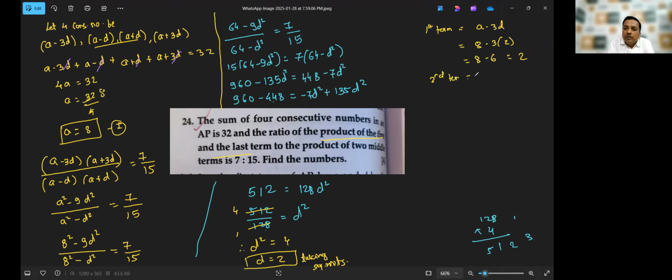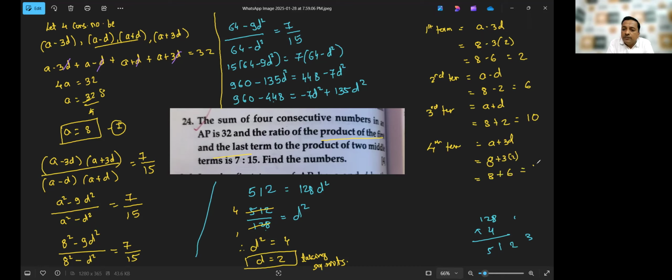Second term, that one is a minus d. 8 minus 2, that is 6. Third term, that is a plus d. So you have to write this, सब लिखना है तुम लोगों को, 10. And then fourth term, that is a plus 3d. तो क्या होगा? That is 8 plus 3 into 2, तो 8 plus 6, that is 14. तो सम सॉल्व.